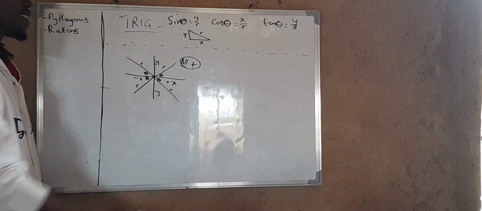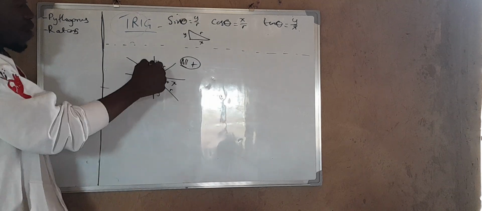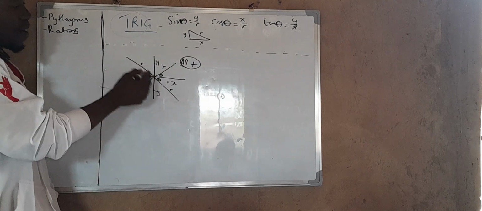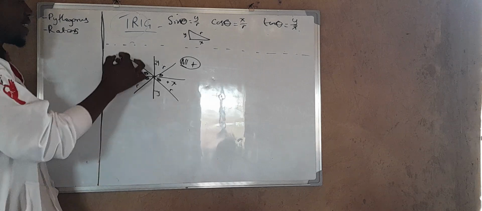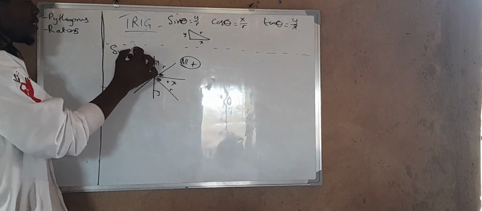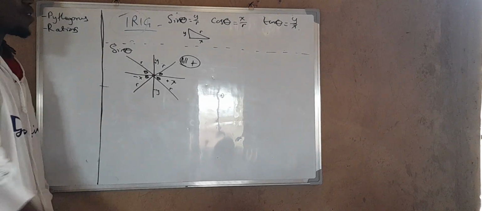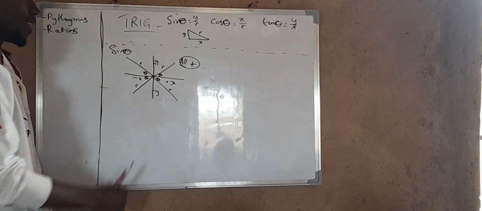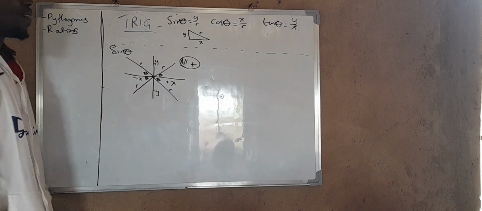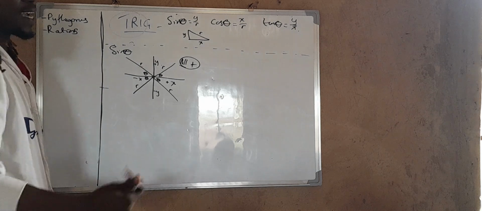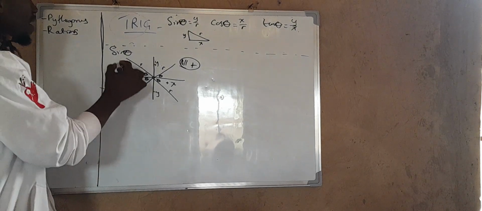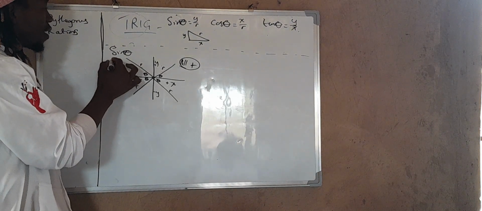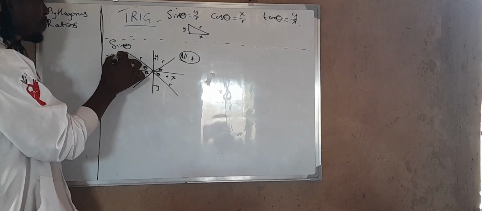What about sin theta? Sin theta is y over r. Our y is positive. Our r is positive. It means that sin theta is positive in here, right? What about cos theta? Cos theta is x over r, right? And our x is negative. Our r is positive. Negative divided by positive becomes what? Negative. So here we are having the cos which is negative, right?